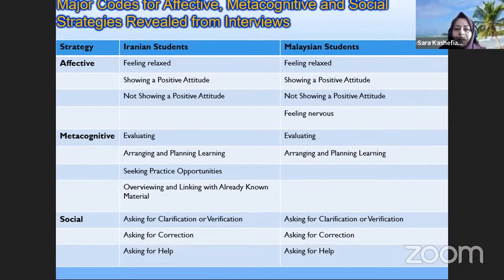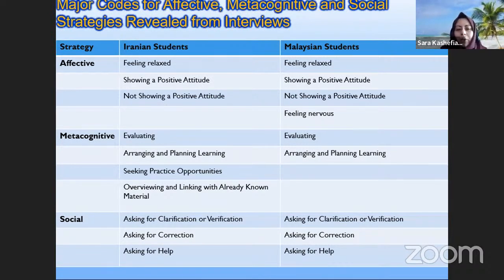As for metacognitive codes, evaluating and arranging and planning learning were found for the students of both groups. However, for Iranian students, we found trying to get some kind of practice opportunities and overviewing and connecting with already known material. And that was not the case with Malaysian students. So this code was not found for them.